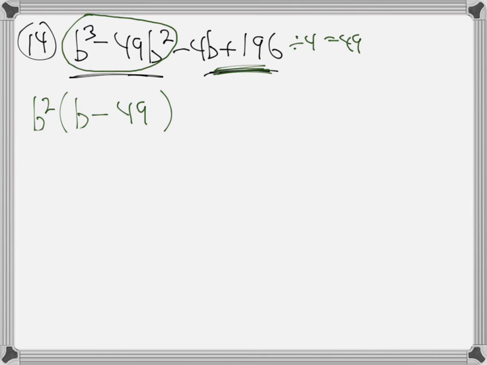So that means you can now, watch out. Here's a mistake that's easy to make: to go, okay, just take out a 4. It's b plus 49. That's actually wrong. It's very close to right, but it's wrong. What's wrong?